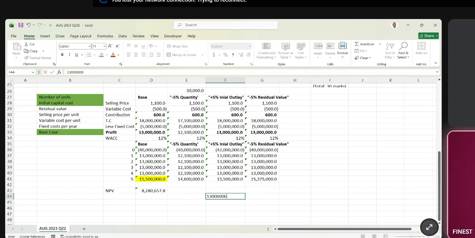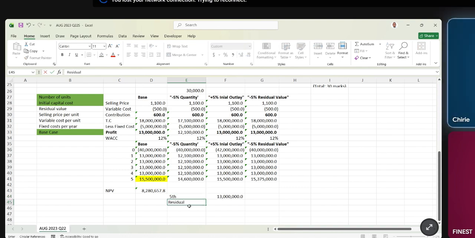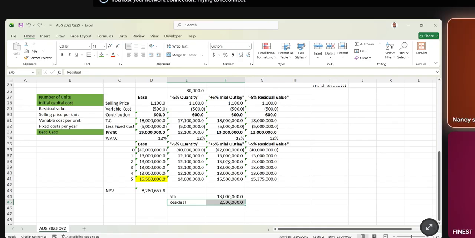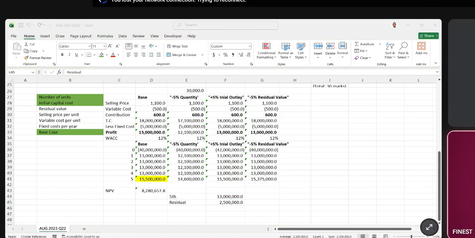What you are having, this one is what we realized in the fifth year. Sindio? Yes. Then still in the fifth year tutakuwa na residual value ya ngapi? 2500. Sindio? Yes. But now this residual is being affected adversely by 5%. Sawa? So tukasema if it will be affected adversely by 5%, will it be more than 2.5 or less than 2.5?